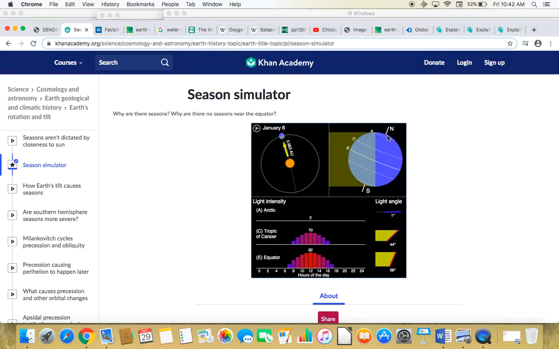On January 6th, the North Pole is facing away. Right here we have the Arctic Circle. And then here's the Tropic of Capricorn, or excuse me, Cancer, and the equator right there. Of course, the Earth is rotating on this kind of an axis. As it does that, the sun's never rising in the north and never setting in the south.